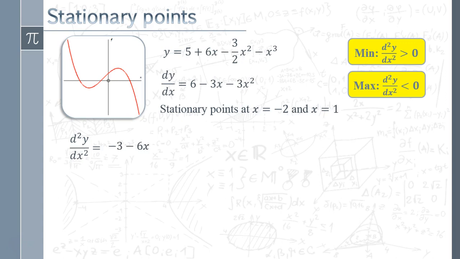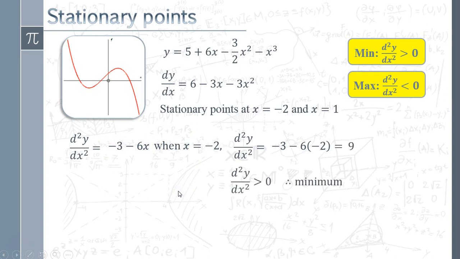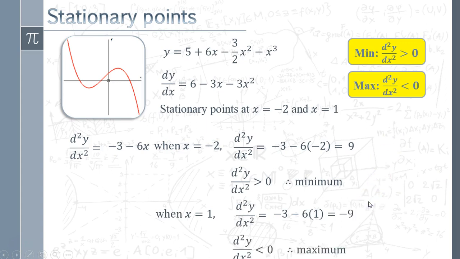And now we're going to consider what's happening to the rate of change of the gradient at each of our 2 points. For the first one, x was -2. So when x is -2, d squared y over dx squared, let's put -2 into here. So we get that d squared y over dx squared is 9. It's greater than 0. So based on our statement up here, because it's greater than 0, we know it's a minimum. The flip side of that is that when x is 1, we put 1 in, and get -9, so therefore it's a maximum.